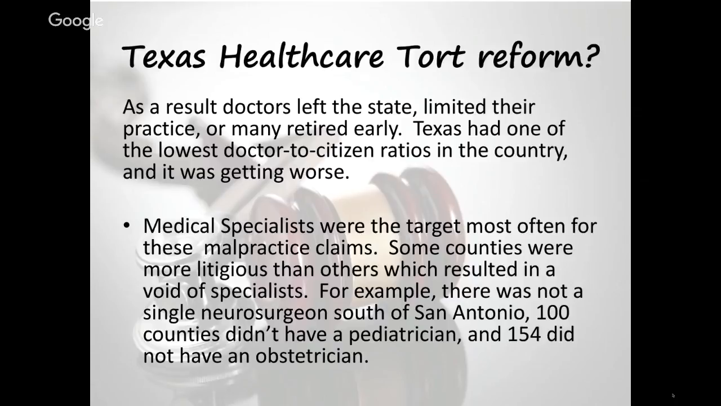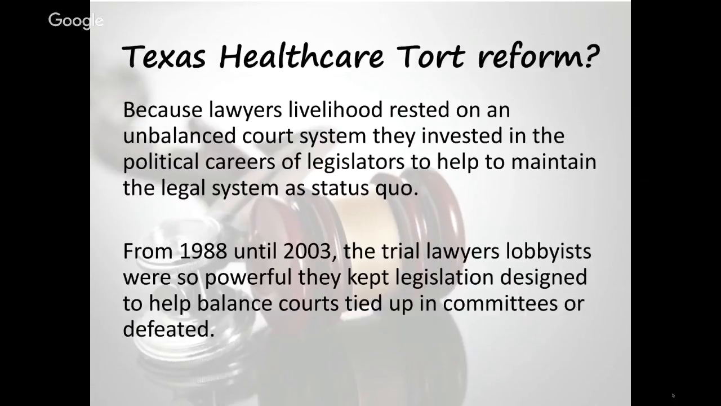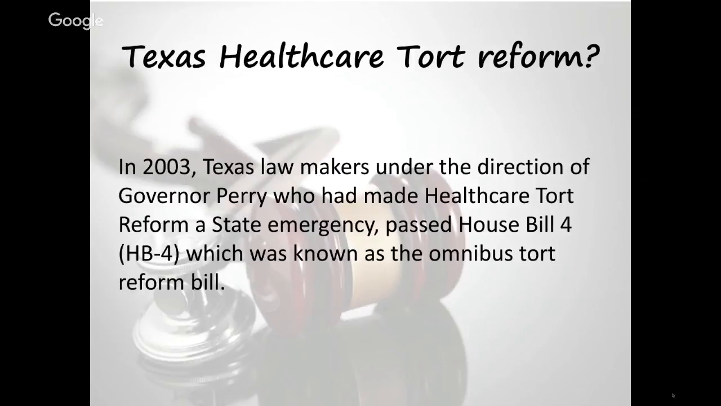Because lawyers' livelihood rested on unbalanced court systems, they invested in the political careers of legislators to help maintain the legal system as the status quo. From 1988 until 2003, the trial lawyer lobbyists were so powerful, they kept legislation designed to help balance courts tied up in committees, or they defeated it. In 2003, Texas lawmakers, under the direction of Governor Perry, who had made healthcare tort reform a state emergency, passed House Bill 4, which was known as the Omnibus Tort Reform Bill.